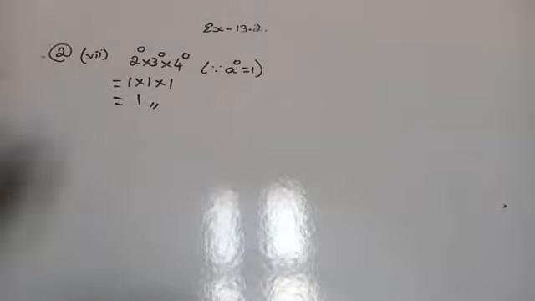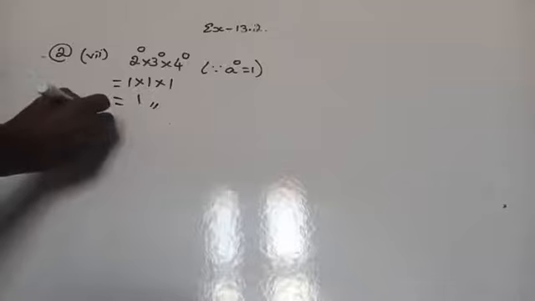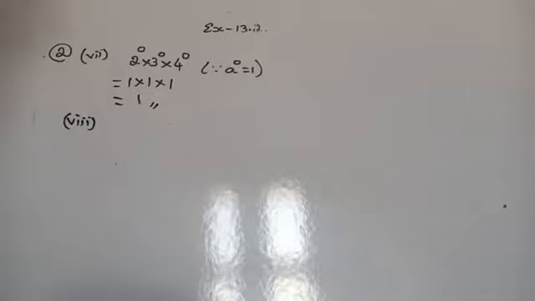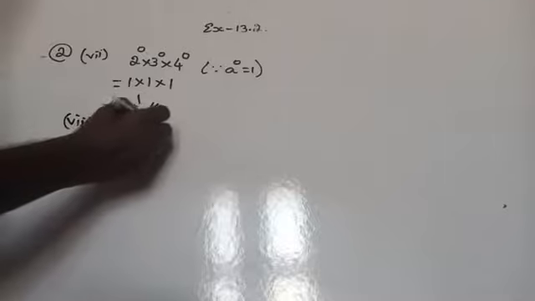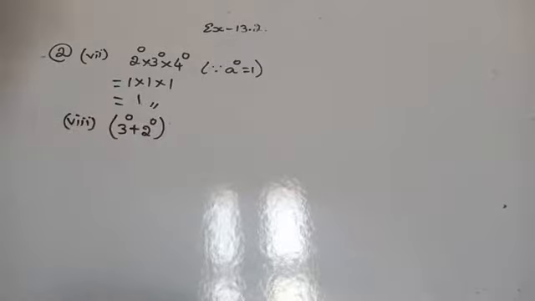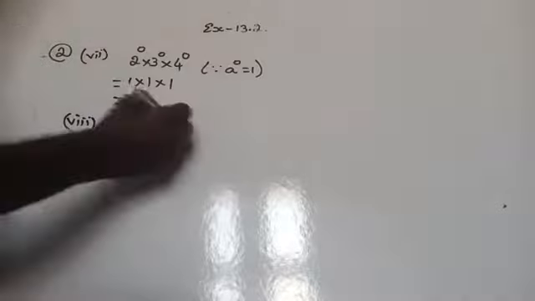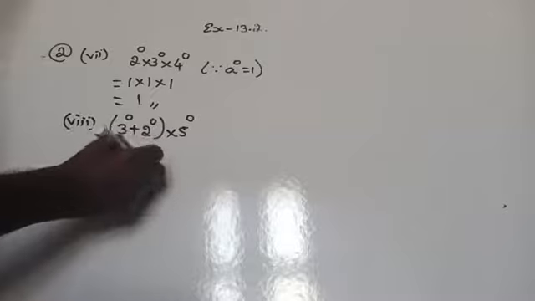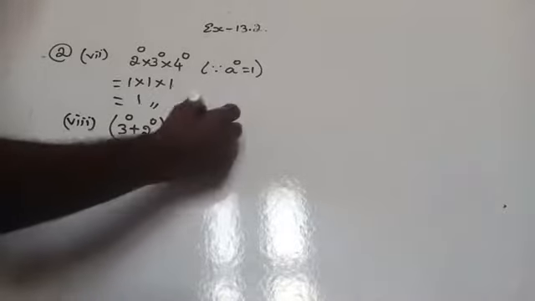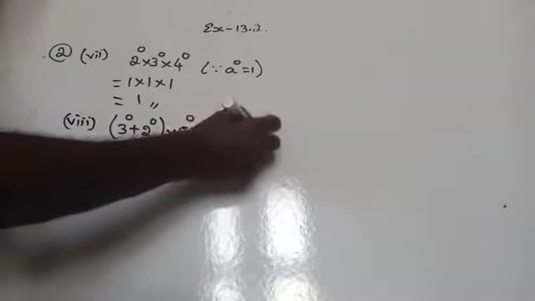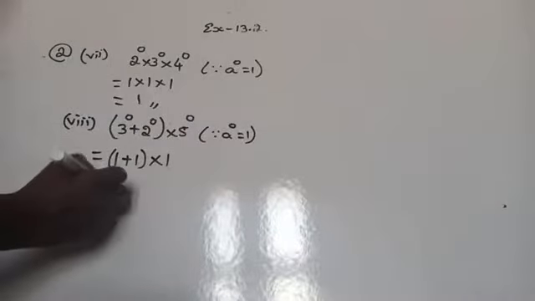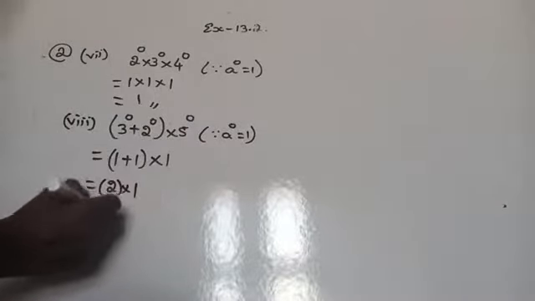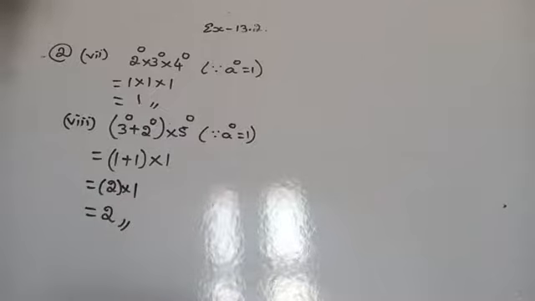Now, eighth part. It is given that 3 power 0 plus 2 to the power 0 into 5 to the power 0. So anything power 0 is 1, into anything power 0 is 1, since a to the power 0 is equal to 1. Now 1 plus 1 is 2. 2 into 1, which is equal to 2. Are you getting, children? Yes. Now come to the ninth subdivision.